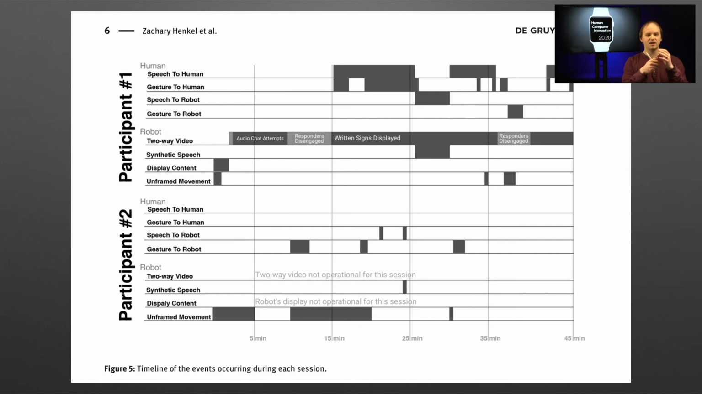And so in this case, the outcome of that study is an analysis of their behaviors. This is a figure from that publication, showing two participants, two of these sessions, where we've mapped out on a timeline what was going on with the robot and what was going on with the human, and analyzing that.